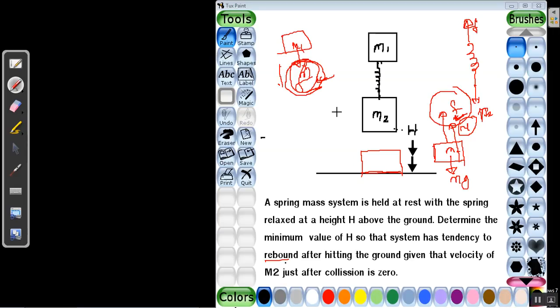This means, how is the motion happening here? Here m2 collides with the ground, and then the spring comes downward. It reaches a maximum compression, and then it starts moving upward, and it reaches a maximum extension. So the motion will happen in this manner.